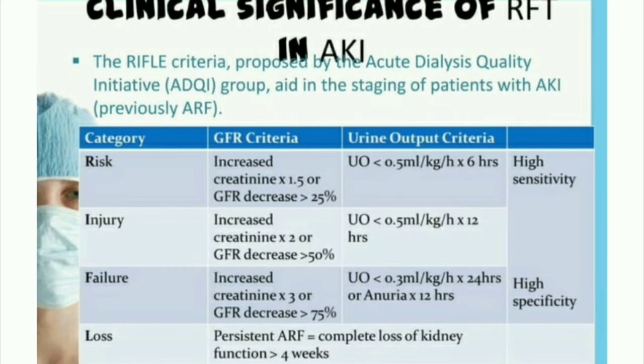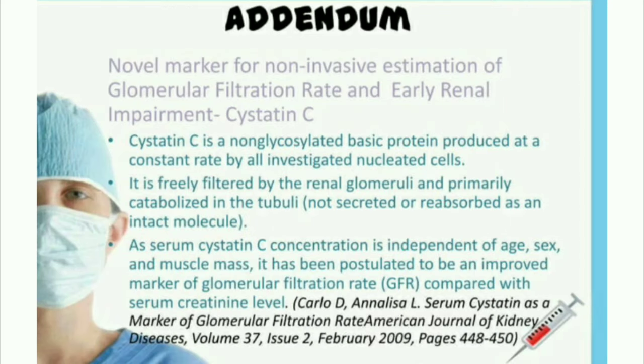Clinical significance of RFT in AKI. The RIFLE criteria proposed by the Acute Dialysis Quality Initiative Group define the stages of patients with AKI, previously ARF. Risk: GFR criteria, urine output. Increase in creatinine multiplied by 1.5 or GFR decrease greater than 25%; urine output less than 0.5 milliliter per kg per hour for 6 hours. High sensitivity. Injury and failure. High specificity. Loss: persistent ARF, complete loss of kidney function. ESKD: end stage kidney disease beyond 3 months.